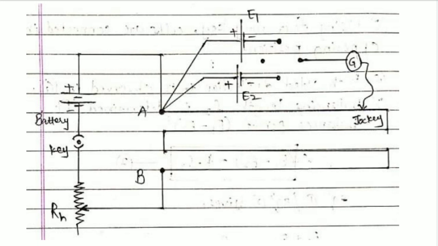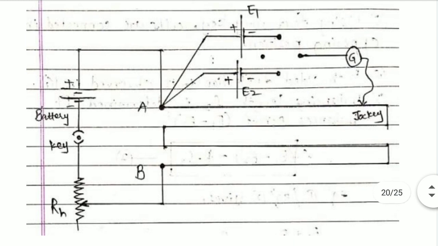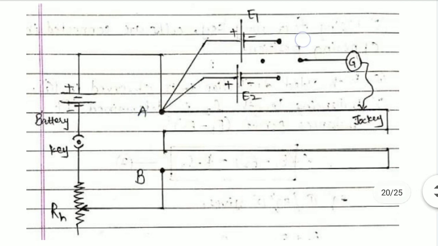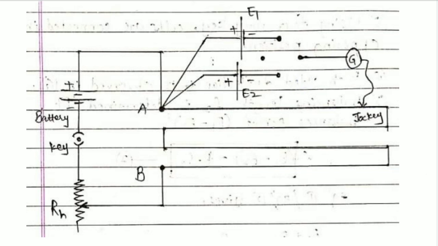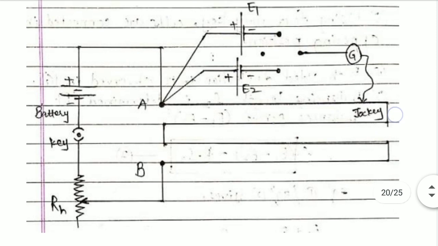In the secondary circuit, in this case we have a slight change, and there are two cells. One is a cell of EMF E1, the other is a cell of EMF E2. Both their positives are connected to point A here. The negative of E1 as well as the negative of E2 are connected to four-way key terminals which are opposite to each other. The next terminal of the four-way key is connected to a galvanometer, and the next of the galvanometer is connected to a device called a jockey.